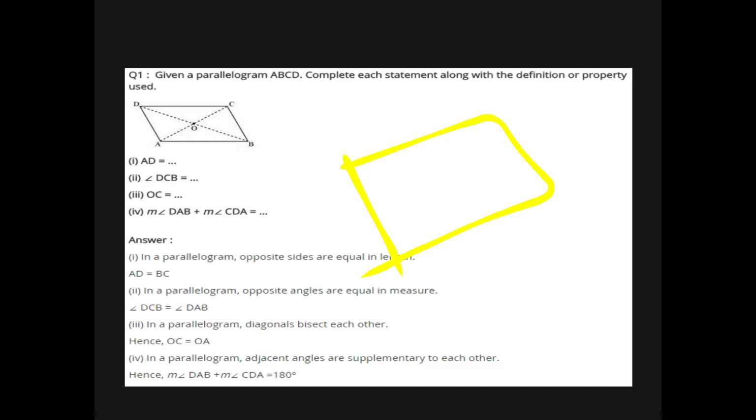Similarly, opposite angles of a parallelogram are also equal to each other. This angle is opposite to this angle, so these two angles are equal to each other, and this angle is opposite to this angle, so these two angles are also equal to each other.